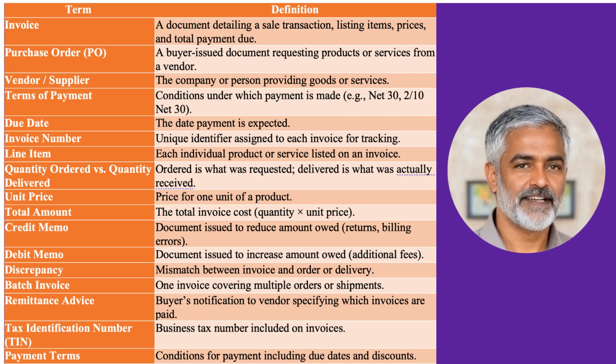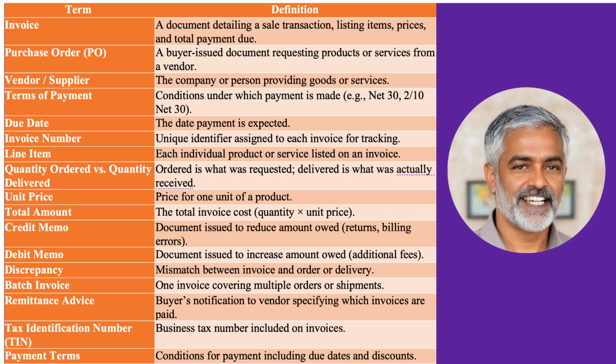Line item: each individual product or service listed on an invoice. Quantity ordered versus quantity delivered. Ordered is what was requested. Delivered is what is actually received. Unit price: price for 1 unit of a product. Total amount: the total invoice cost. Credit memo: document issued to reduce amount owed. Debit memo: document issued to increase amount owed.